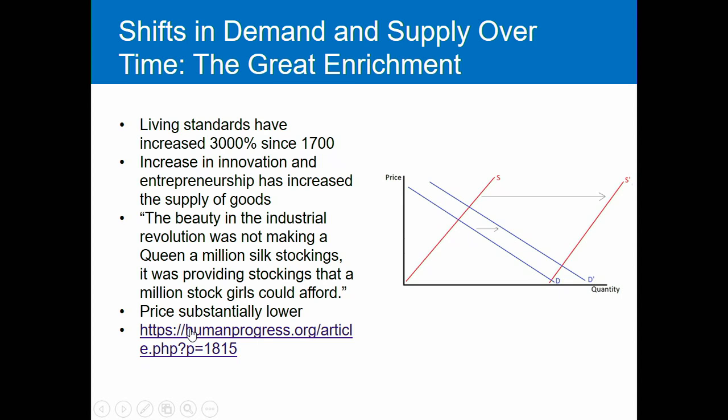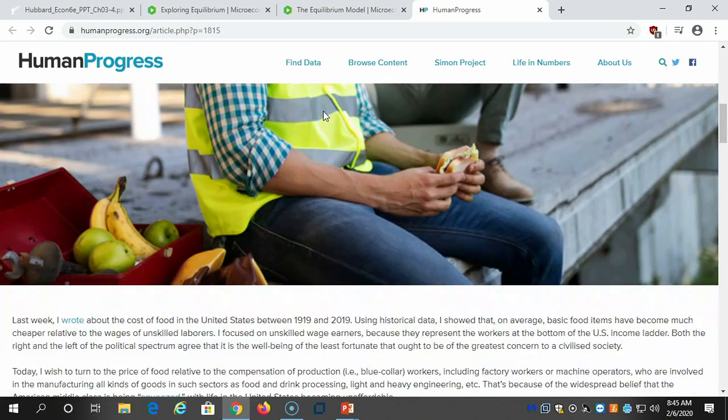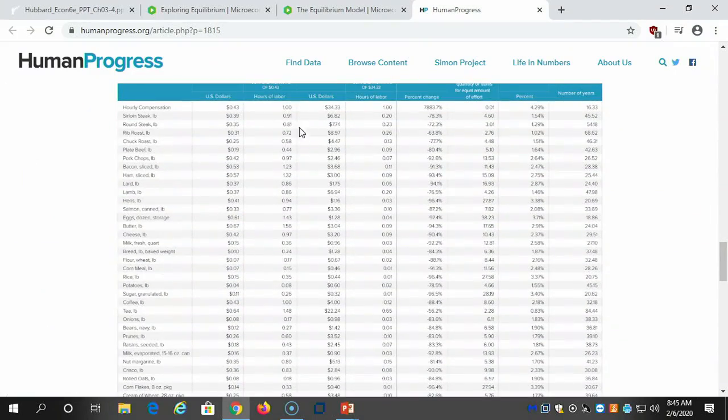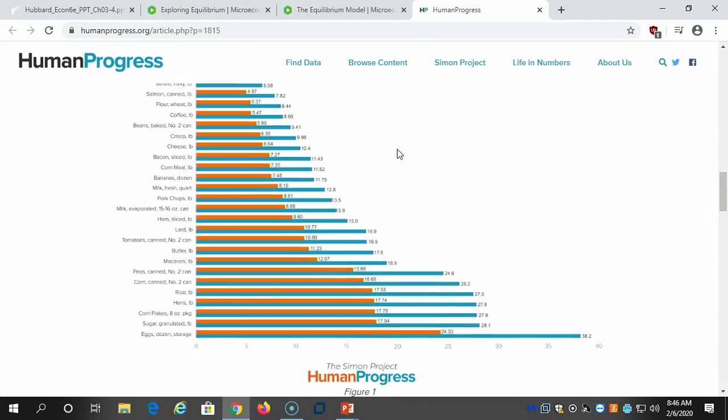There's a link here to an article from humanprogress.org. You really can't see that, so let me show this. This is how much more you can buy of each of these goods over the past 100 years. Right here at the bottom is a dozen eggs. With the median income, you can now buy 38 times the amount of eggs you could for the same amount of money 100 years ago. Next is sugar. The median income can get 28 times the amount of sugar for the same price as before, because things have become so much relatively cheaper.